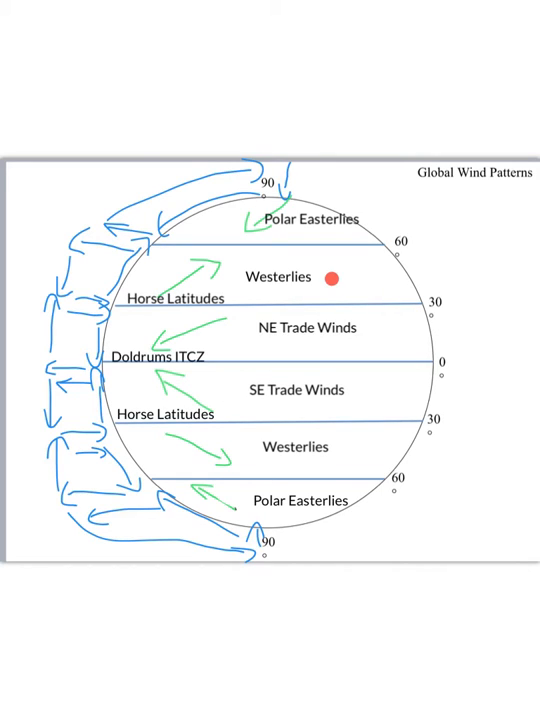And last, at the 60-degree latitudes, we have what's called a polar front. A front is where two different air masses are meeting and colliding. So we have the polar front in the northern hemisphere, but again, we also have a polar front in the southern hemisphere.